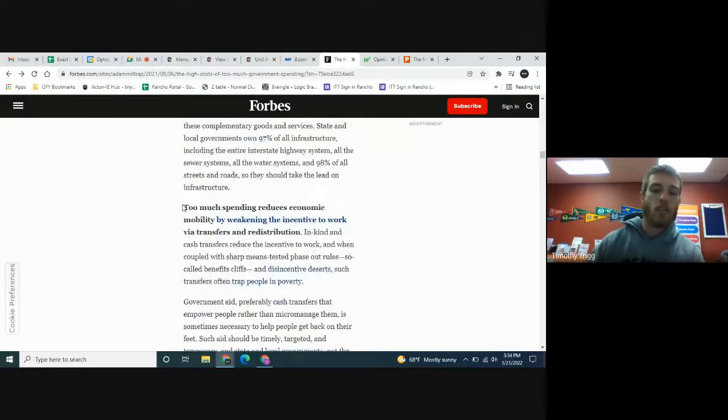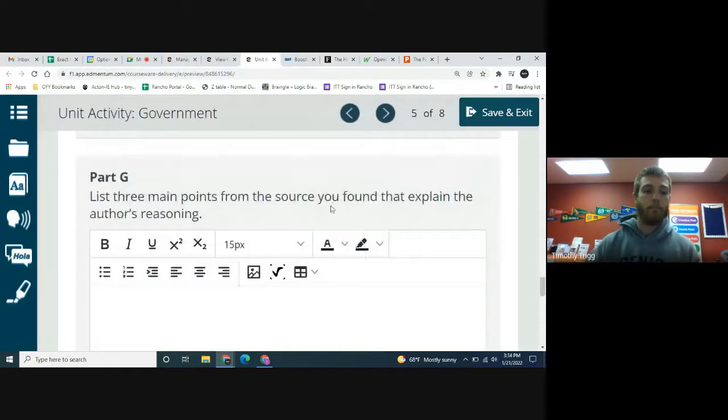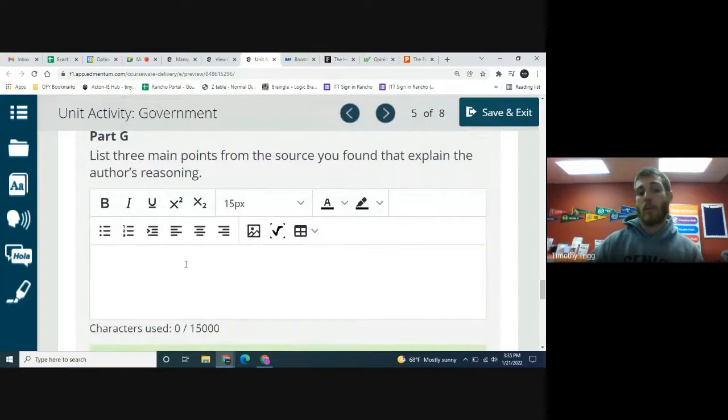Here's another thing he says. Too much spending reduces economic mobility by weakening the incentive to work via transfers and redistribution. So here are three main points that he points out. You don't necessarily have to use these exact points. You don't even have to use this exact article, but those are just some ideas. Okay. Again, that was part G, the three main points.